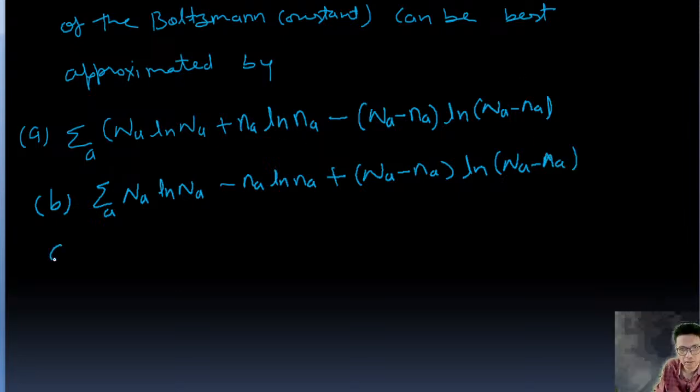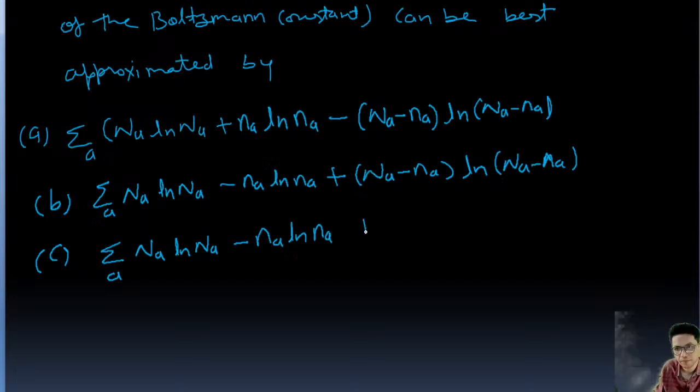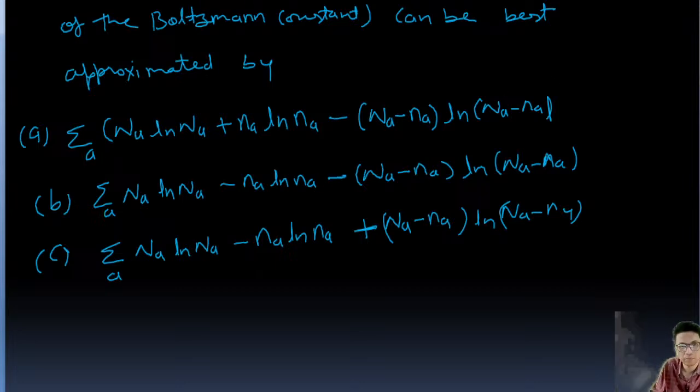Okay, option C is sigma A, Na ln Na minus Na ln Na plus Na minus Na ln Na minus Na. Okay, next option is, this is minus.